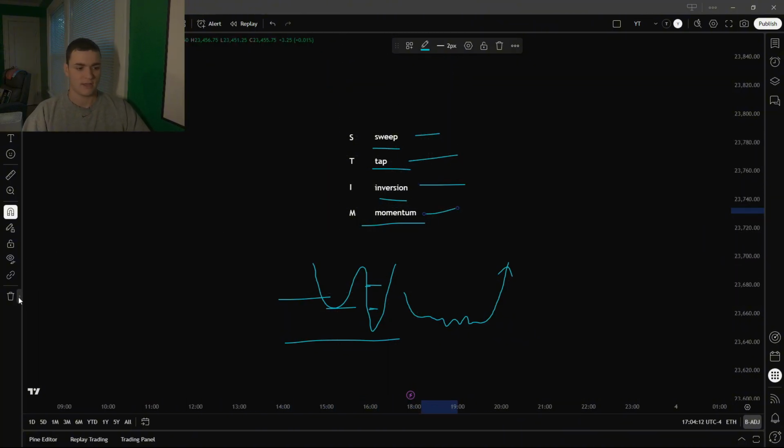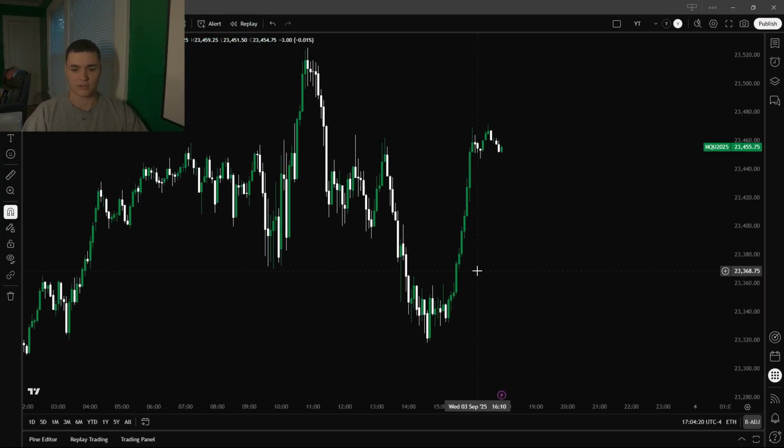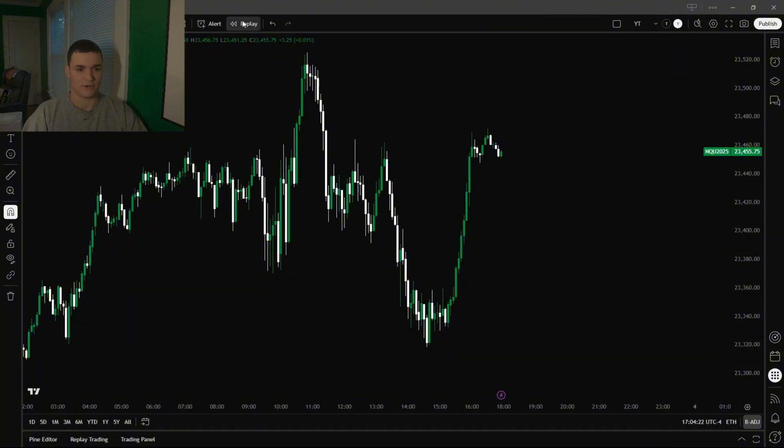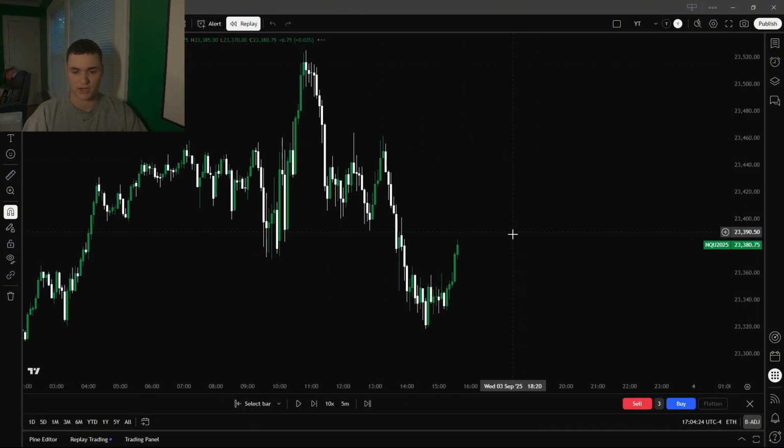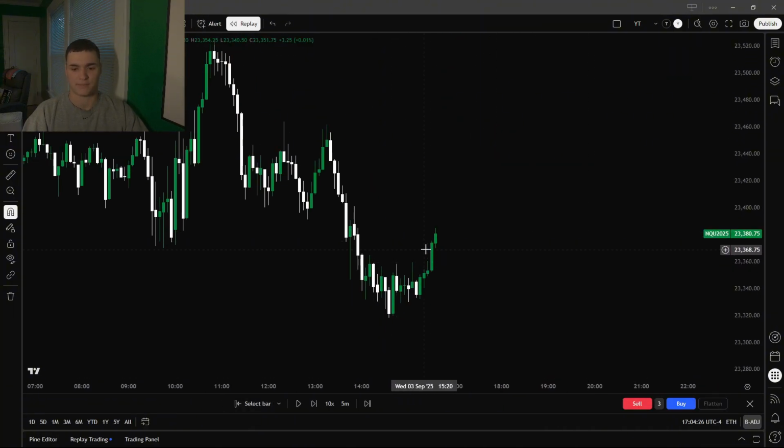Those 4 things. Write it down, put it on a checklist in front of you. Today I took longs on this exact candle. My entry time frame was the 5-minute chart, and let's get into everything that led up to this trade, why I entered, and all that stuff.